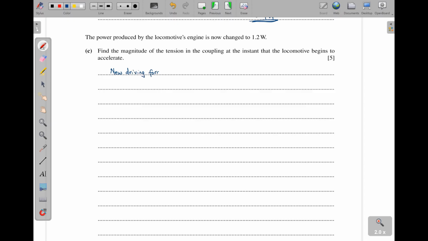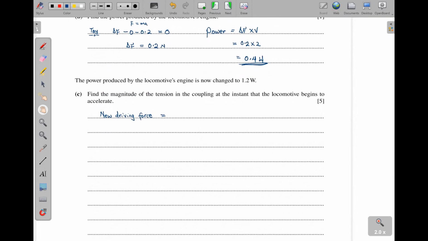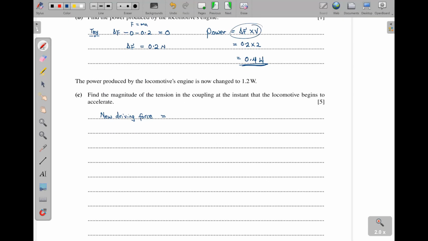And by the way, there is a part C, find the magnitude of the tension in the coupling at the instant that the locomotive begins to accelerate. So we have to find the new driving force. If power is equal to the driving force times the velocity, then the driving force will be power divided by the velocity. So this new power, 1.2, divided by the velocity, which is 2, will be 0.6 newtons.